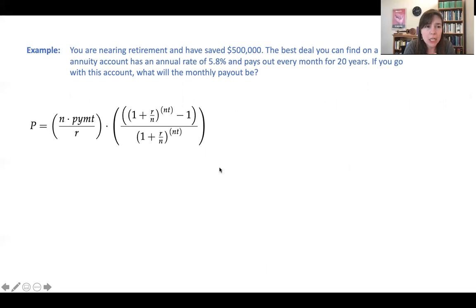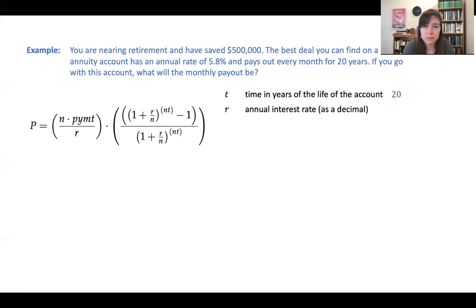Well, we've got our payout annuity formula, and let's organize our information. So T, the time in years of the life of the account. Well, you're wanting the account to pay out over 20 years, so our T is going to be 20. What's the annual interest rate as a decimal? Well, the account is 5.8%, so that decimal is 0.058.